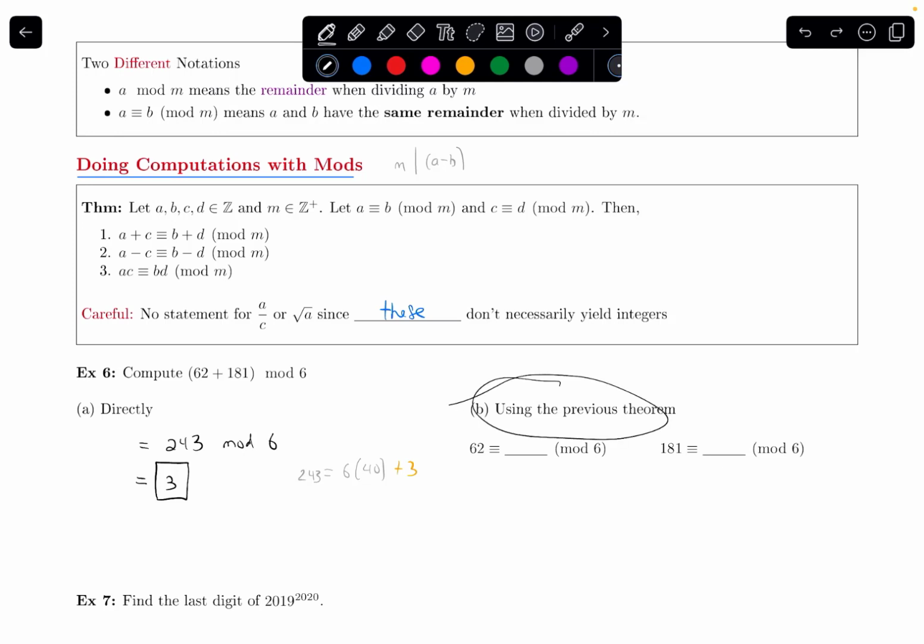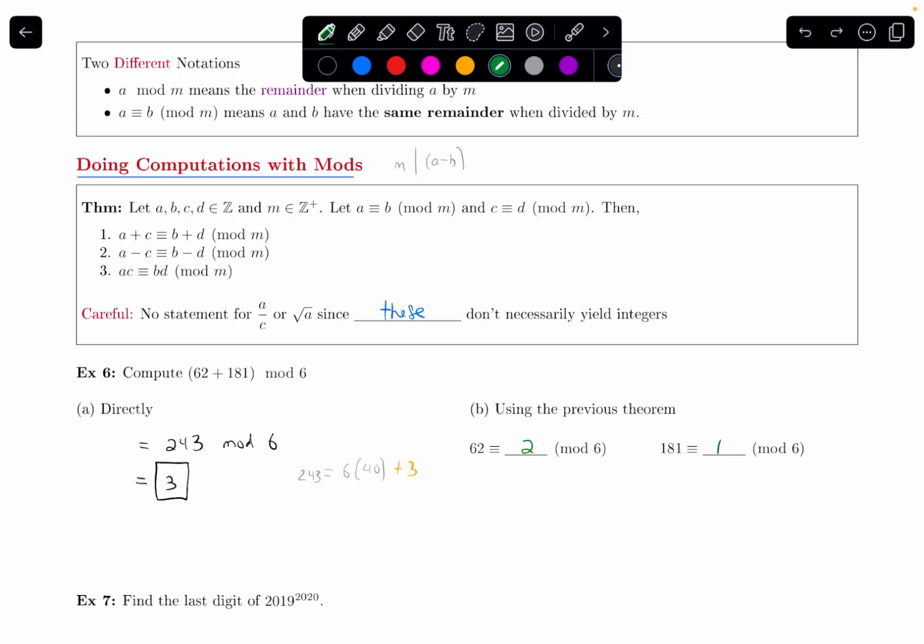I can use this previous theorem. What the previous theorem says is, let's figure out what each of these things are congruent to. So 62, when I think about that mod 6, is congruent to 2. That means the numbers 62 and 2 both have the same remainder when I divide them by 6. Well, 181, what would the remainder be if I divide it by 6? It would be 1. So 181 is congruent to 1. This is saying that 181 and 1 have the same remainder when I divide them by 6.